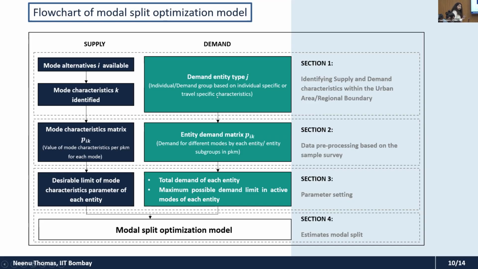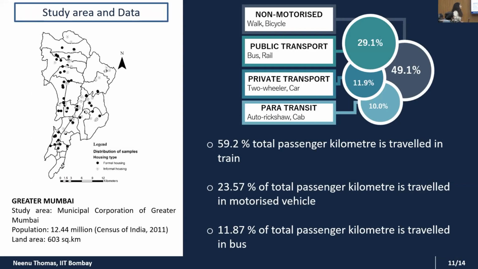In this case, we are focusing on the activity types, and from there we have to make the matrices specific to the mode characteristics. The three types of data we are focusing on are the desirable limits and total demand of each entity, and the limits of active modes and the public transport. Once we have this, based on the equations, we can do the optimization model where we can get the mode split. So we took the study area as Mumbai and we did a sample survey there, and we found based on the sample survey how the mode split is.